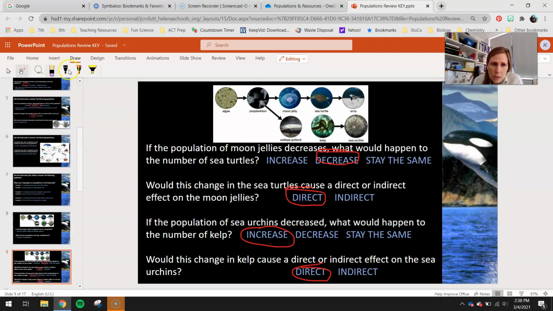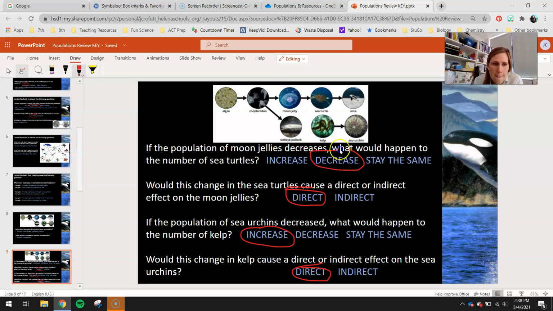Okay. Next question. If the population of sea urchins decreases, they're the predator in this small little food web here. So if the population of sea urchins decrease, what would happen to the number of kelp? Well, they would be able to grow because they'd be eaten less. Okay, so that would be an increase, and that's also a direct effect because there's only one arrow connecting those 2 organisms.